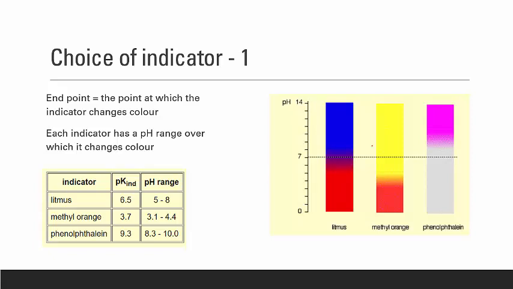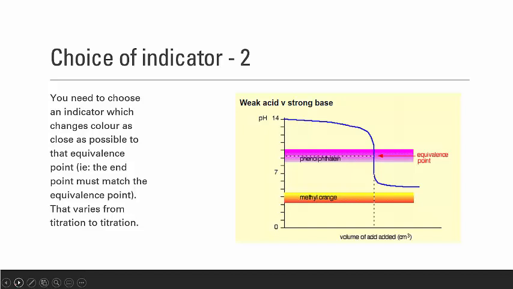So in this diagram over here, we can see, for example, that litmus changes color in the range 5 to 8. So it starts to change color about here, and by the time we get to here, it's completely changed color. So what we need to be careful about is that we need to choose an indicator which changes color as close as possible to the equivalence point. So in other words, the end point must match the equivalence point.